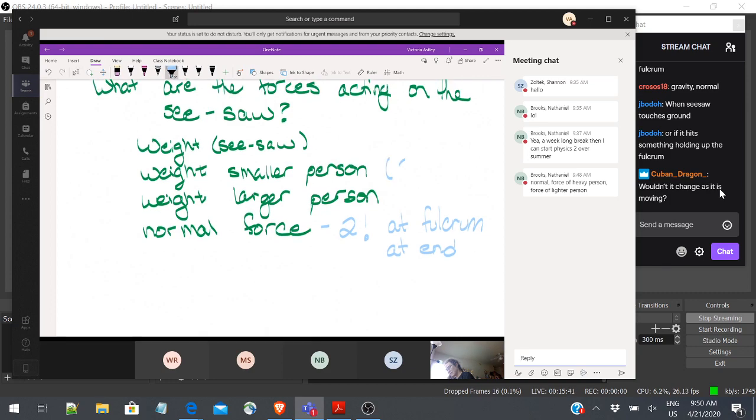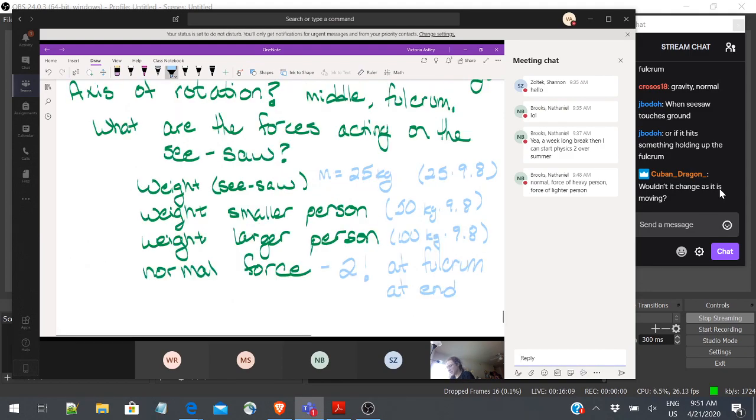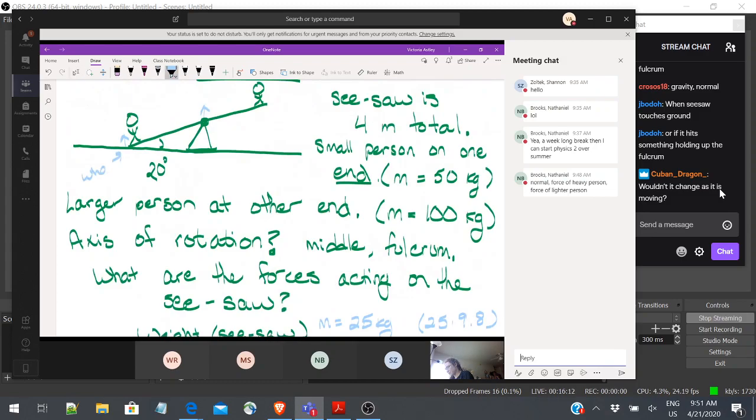So we had our 50 kilogram person times 9.8. We had our 100 kilogram person times 9.8. We have our weight of the seesaw. I'm going to say the seesaw has a mass of 25 kilograms. So it's just 25 times 9.8. Okay. So here's all our forces. If I asked you to find the force here, you would run into a problem.